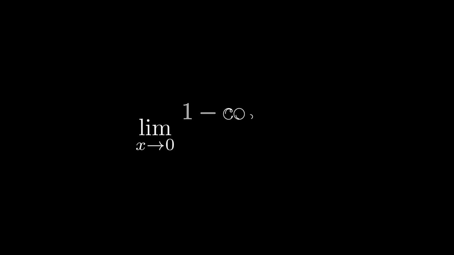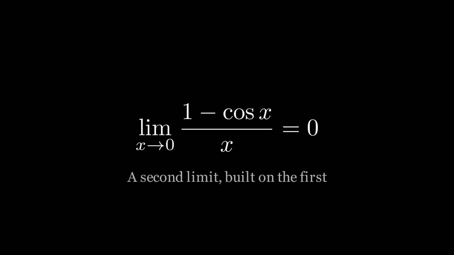Last time we tackled sine x over x. Now here's a cousin of that problem. What is 1 minus cosine x, divided by x, as x approaches 0? This time the answer isn't 1. It's 0. Let's see why.